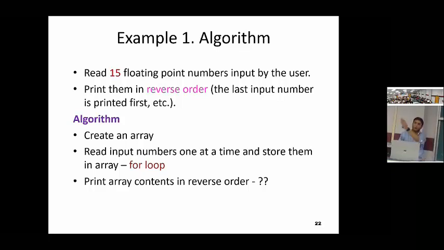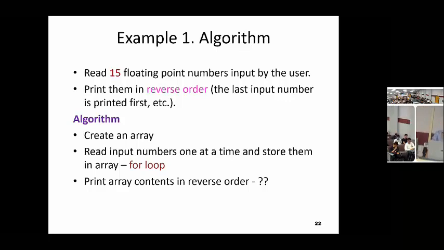Assume you have an array of 15 elements. You want to print them in the reverse order. What might be the simplest way of doing it? Yeah? Is there any hand? Someone else? Yeah, please go ahead.